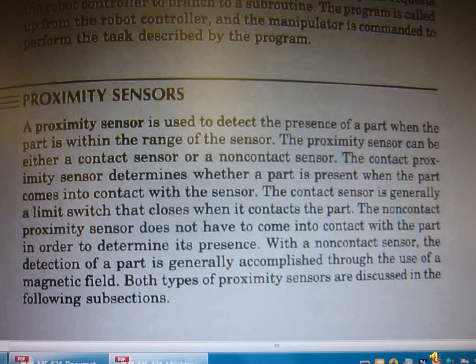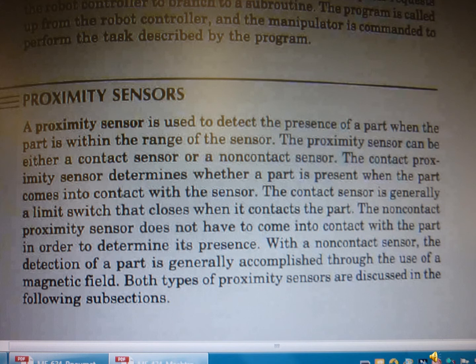Talking about the proximity sensor. Proximity sensor is used to detect the presence of the part when the part is within the range of the sensor. The proximity sensor can be either a contact sensor or a non-contact sensor. The contact proximity sensor determines whether the part is present when the part comes into contact with the sensor. The contact sensor is generally a limit switch that closes when it contacts the part.